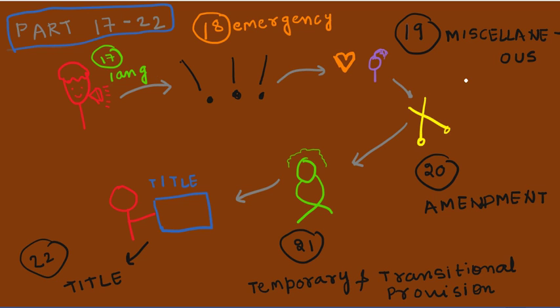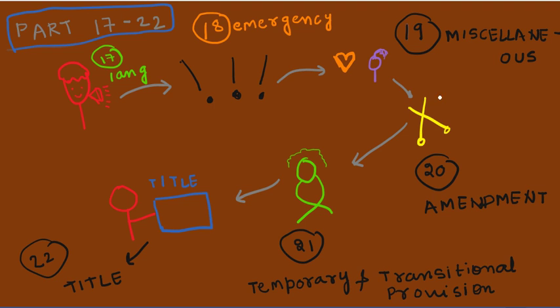Now part 17 to 22. Again, let's remember this in the form of a story. Let's say there's a guy who at the age of 17 learns some 4-5 languages, and at the age of 18, which is considered a very crucial age where there are a lot of hormonal changes, let's name this as emergency age. Then he meets a girl and falls in love with her, which is 19.